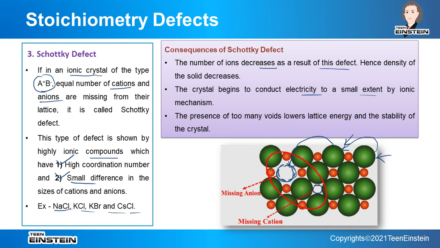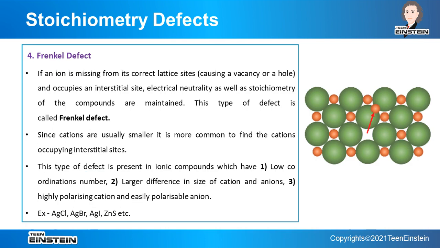So that is why in case of Schottky defect we can expect a small amount of electrical conductance. Presence of too many voids, because when one cation is missing, one anion is also missing, so the number of voids is now very high. So as a result, what happens? Lattice energy decreases, and stability of the crystal also decreases, because when lattice energy decreases, obviously stability also decreases. So these are the consequences of Schottky defect. Density decreases, it can conduct electricity, and the stability of the lattice is decreased. Next is Frenkel defect.